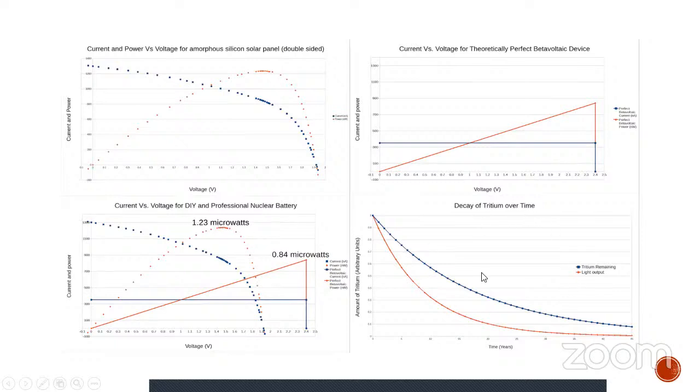So yeah, now this is for the decay of the tritium. We are using tritium. This is the decay of the tritium over time and over years. It's set for around 50 years, and the graph goes for 45 years. So in 45 years of time, it shows the amount of tritium remaining and the light output it will deliver.